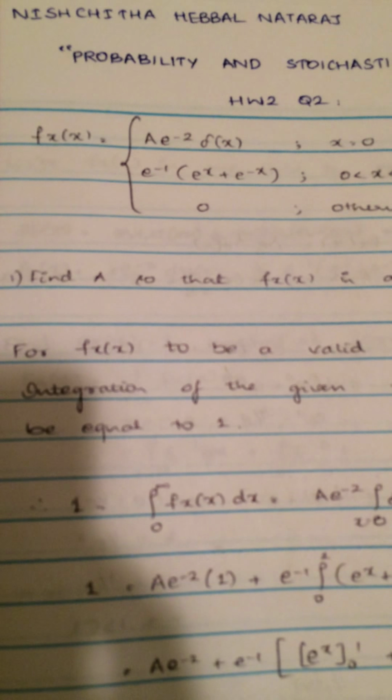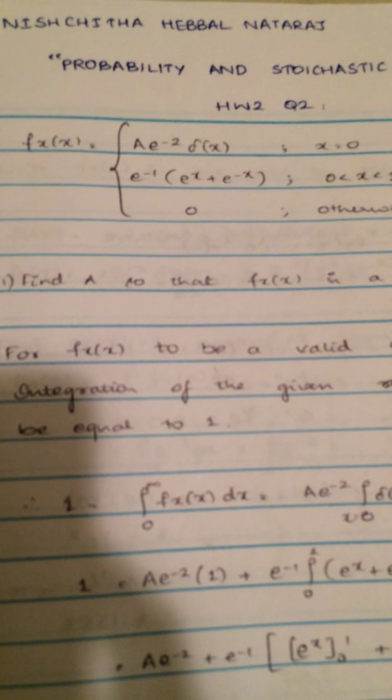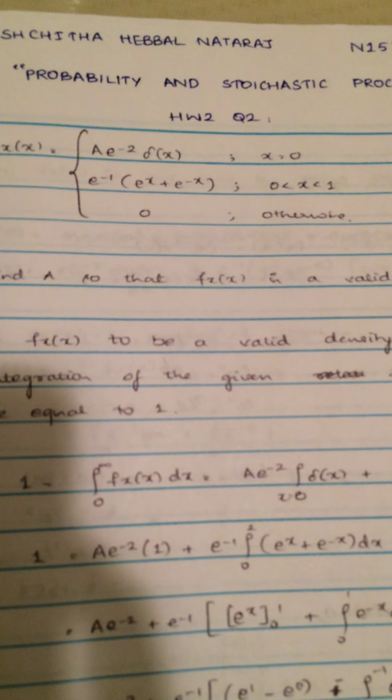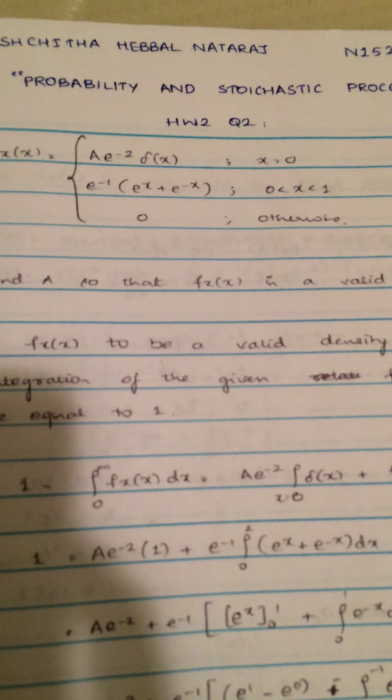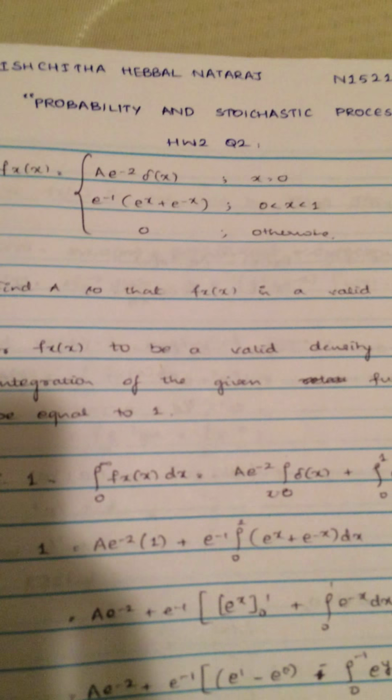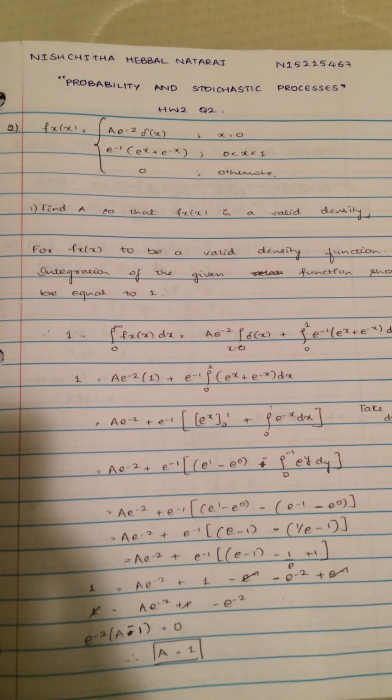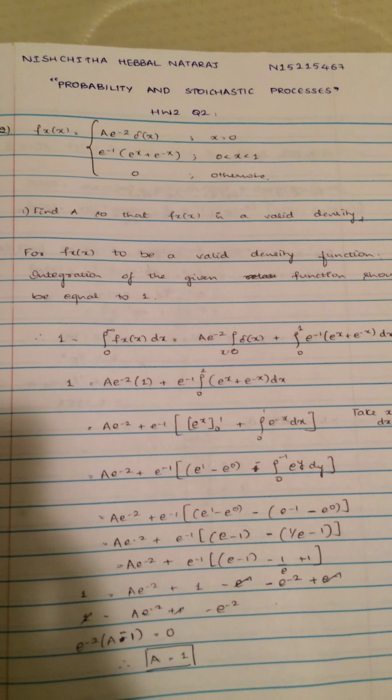So the question says f of x is given as a into e to the power of minus 2 into delta of x for x is equal to 0, e to the power of minus 1 into e to the power of x plus e to the power of minus x for x between 0 and 1, and 0 otherwise. So the first sub question says find a so that f of x is a valid density function.